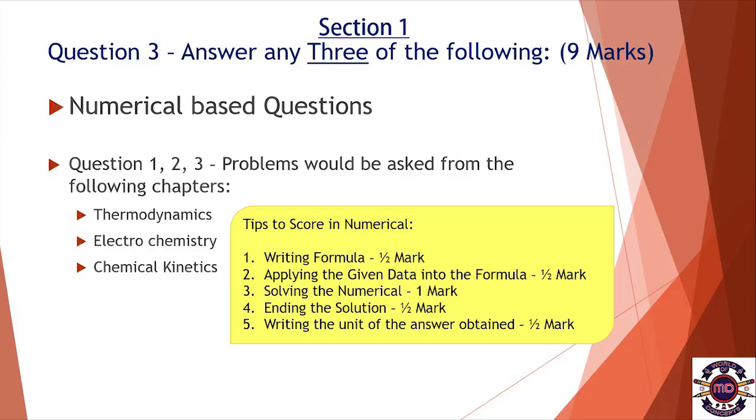Students, the 3 marks is divided into its subparts. First, for writing the formula, you get half mark. For applying the given data of the question in the formula, you get another half mark, so that makes 1 mark. Then when you solve the entire numerical, you get another 1 mark, so that makes a total of 2 marks. When you write the solution as expected by the examiner and the moderator, you get another half mark. And when you write the unit of the answer obtained, then you get the balance half mark. So in this way, you get a total of 3 marks.